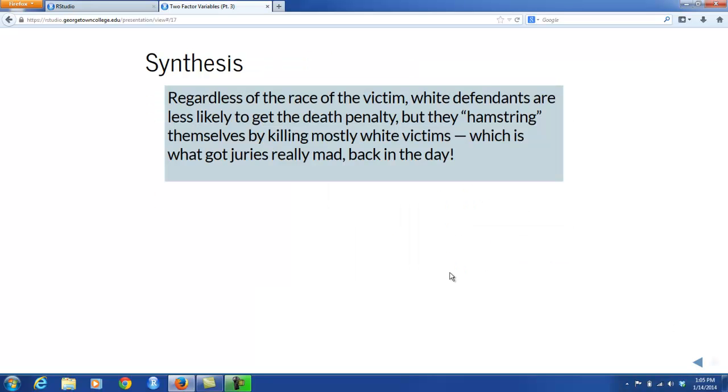So now you can put together the results of these two little sub-studies. Regardless of the race of the victim, the white defendants are less likely to get the death penalty. But what's going on is that they hamstring themselves, in a sense, by killing mostly white people. And killing mostly white people is what got juries really mad back in this day. So now we see, in a kind of practical and sociological way, how Simpson's paradox arose in the study.